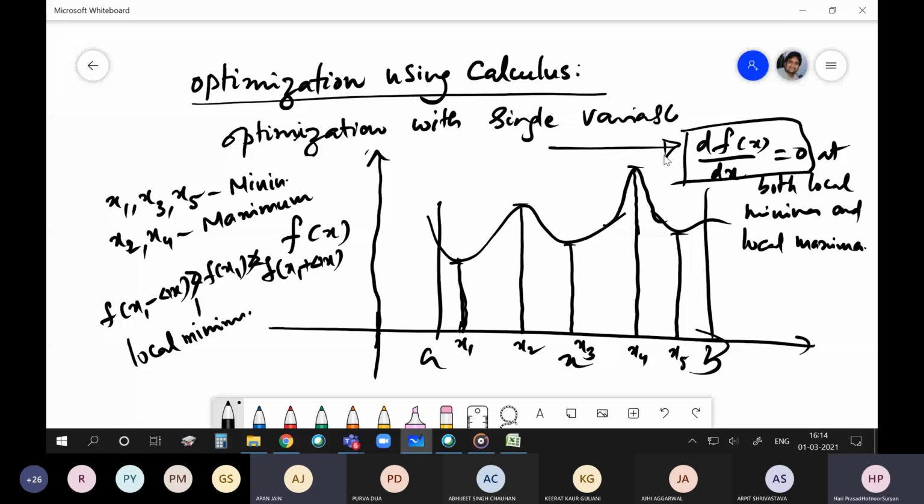It is a necessary condition. That means if at all there is a local minimum or local maximum, we know that the first derivative will be 0. But if the first derivative is 0, we cannot say with certainty that it will be either a local minimum or local maximum. That's why we call this condition the necessary condition.